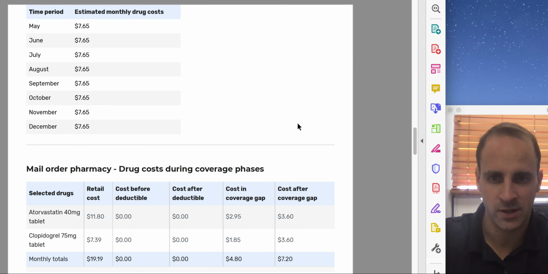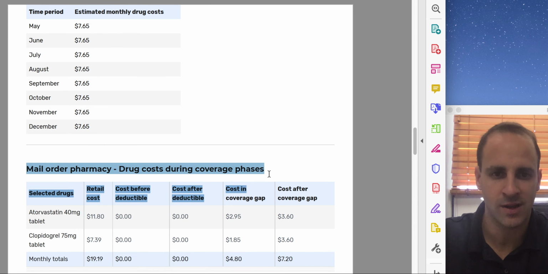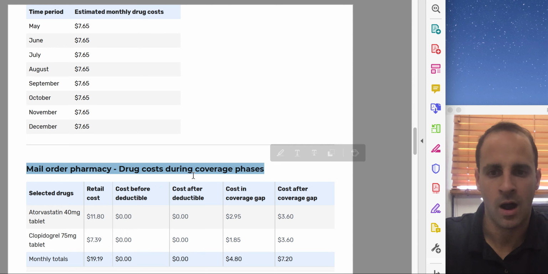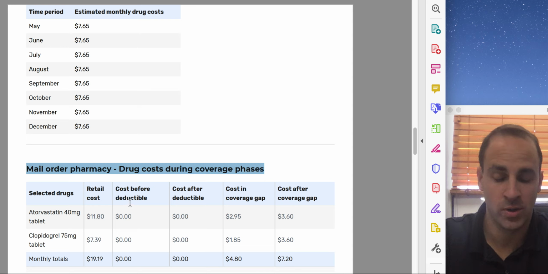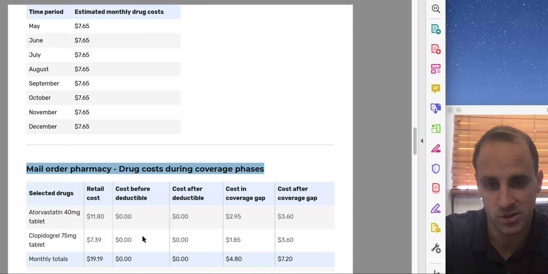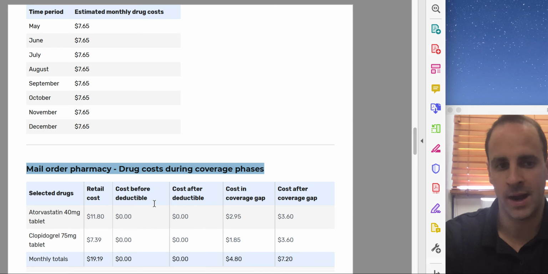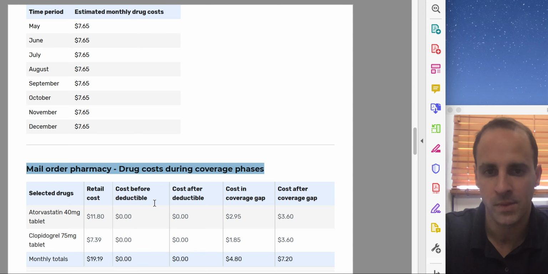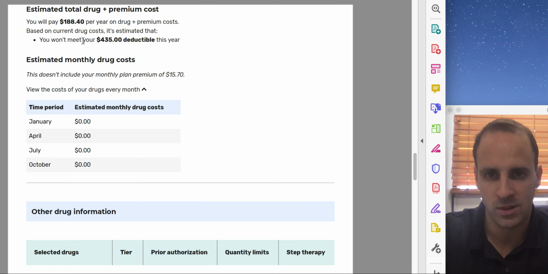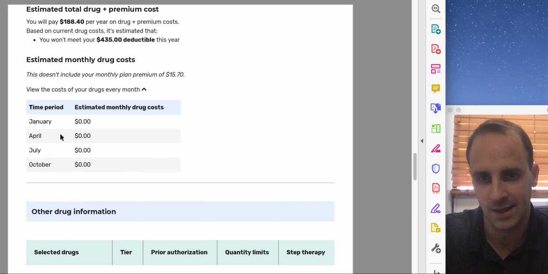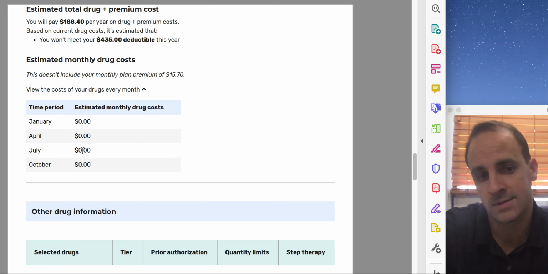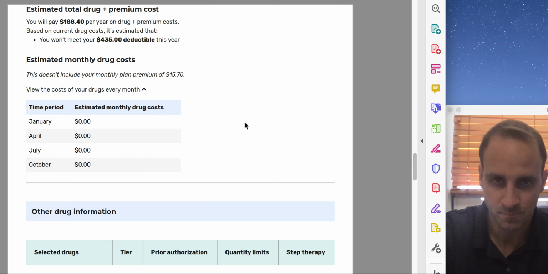Now if you keep scrolling, you're going to see everything repeat for the last time. This is for mail order, which shows you if you get a 90-day supply, you get basically a $0 copay for these tier 1 generics. So with this plan, you'd get a $0 copay for a 90-day supply via mail order as well. And then it'll break it down by quarter with the mail order costs. It's January, April, July, and October because you're getting a 90-day supply. And again, it's zero copay, so you're seeing zeros there.